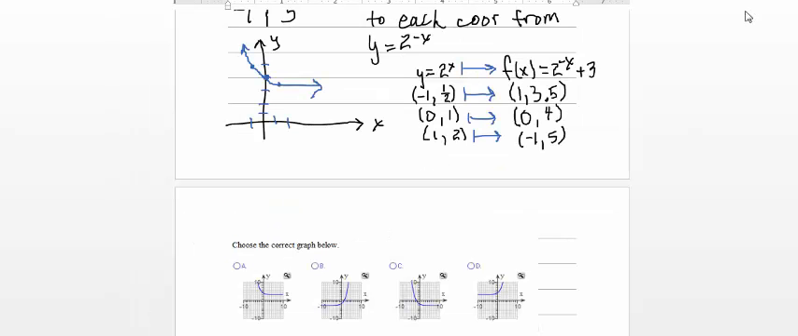So when we are asked to choose the graph, we're able to see that A is the correct graph that lines up with this rough graph that we have drawn. So A would be our choice.